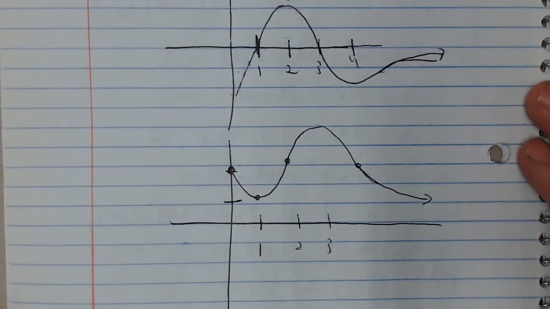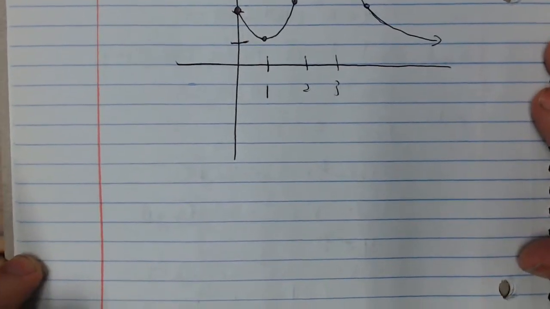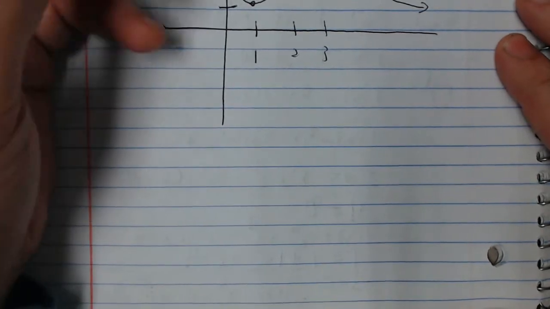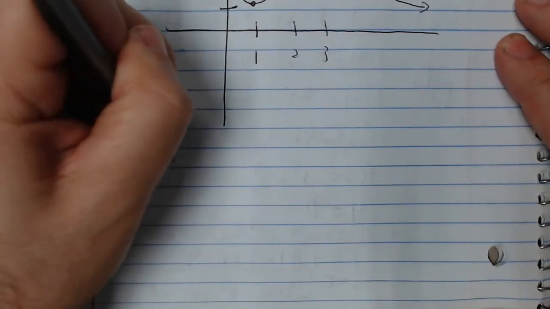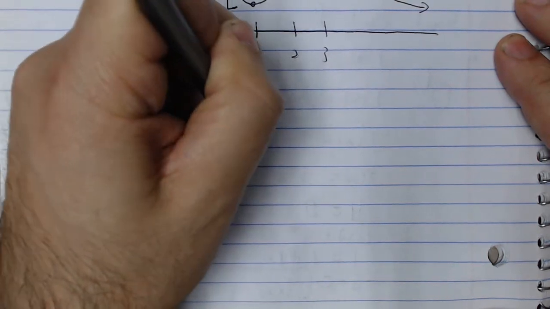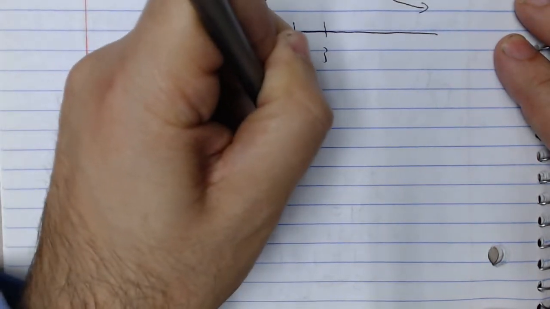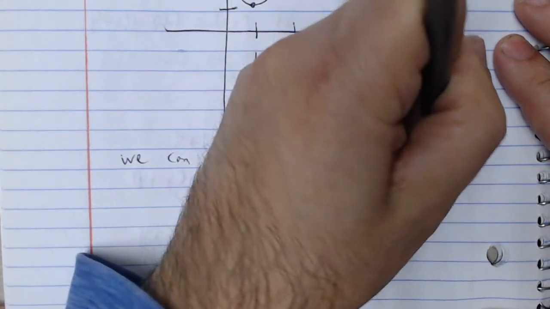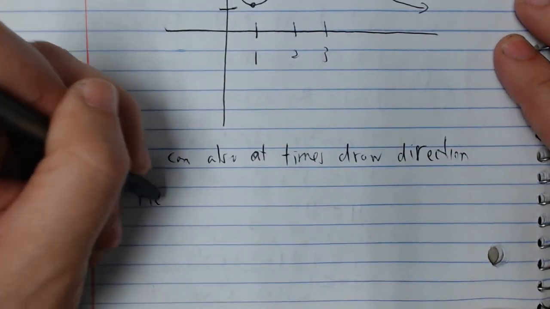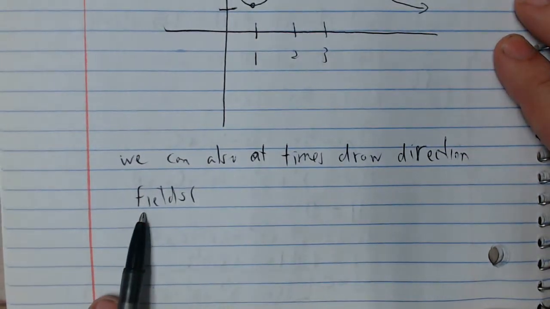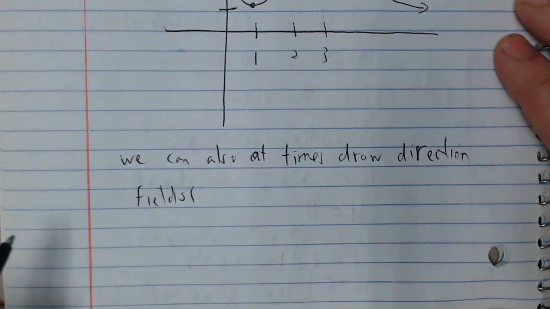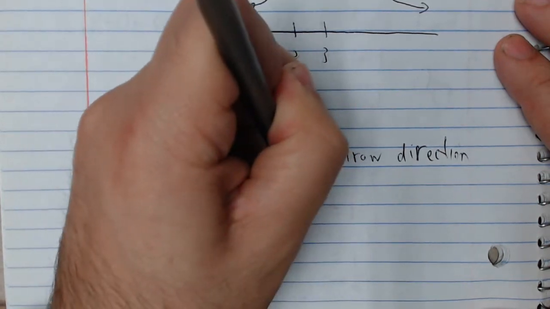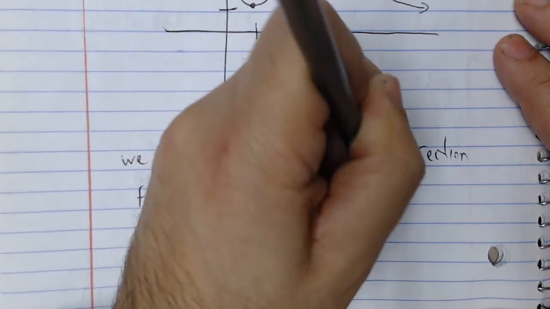Now let's move on to direction fields, and that'll wrap up this section. We can also, at times, draw direction fields. When I say direction fields, I'm literally just talking about the slopes of the tangent. So this consists of slopes of tangents.